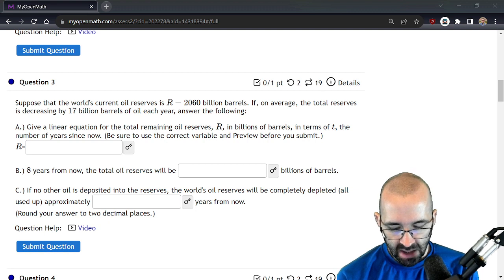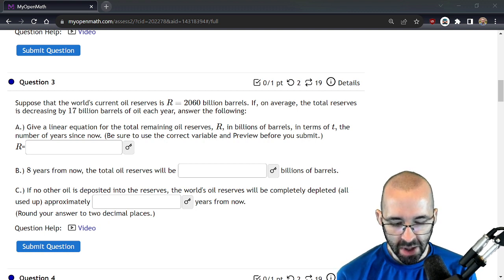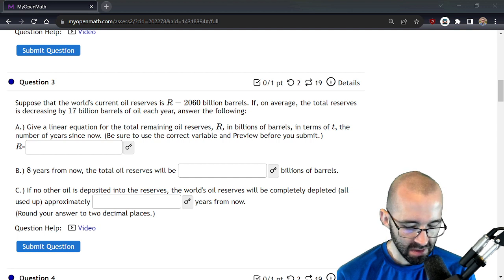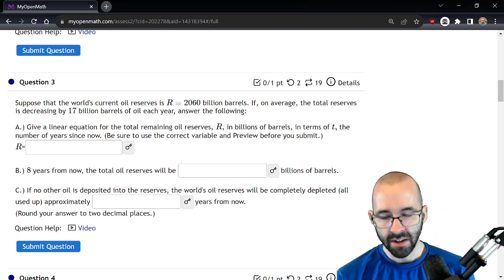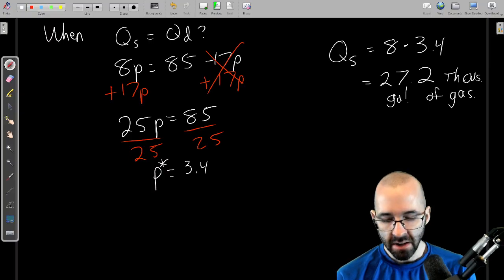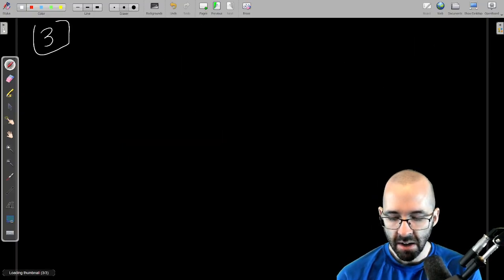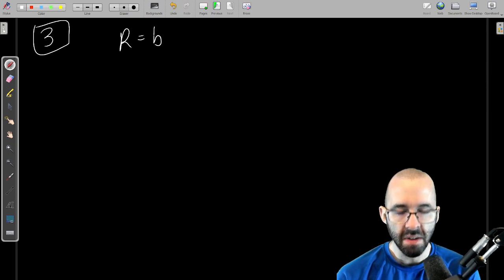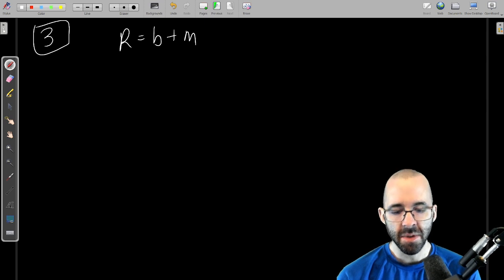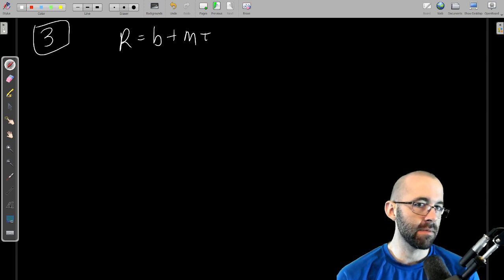Part A. Give a linear equation for the total remaining oil reserves R in billions of barrels in terms of T, the number of years since now. Use a correct variable and preview before you submit. So, R is linear. So if we know R is linear, then what is it going to look like? R is just going to equal some starting value plus the slope times our input value, and our input value is T, not X here.